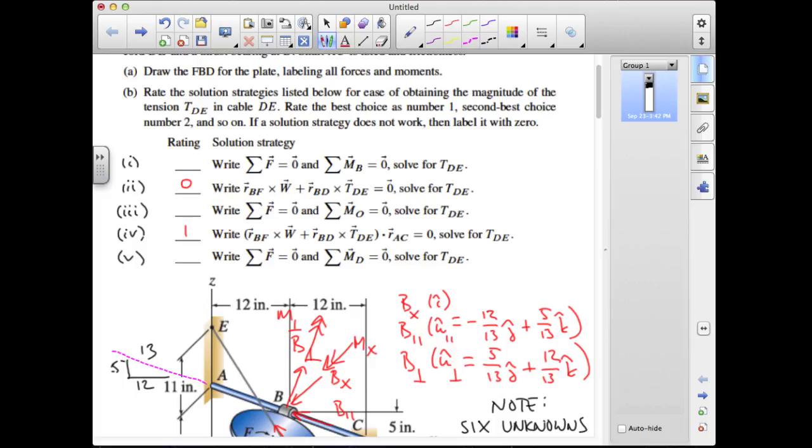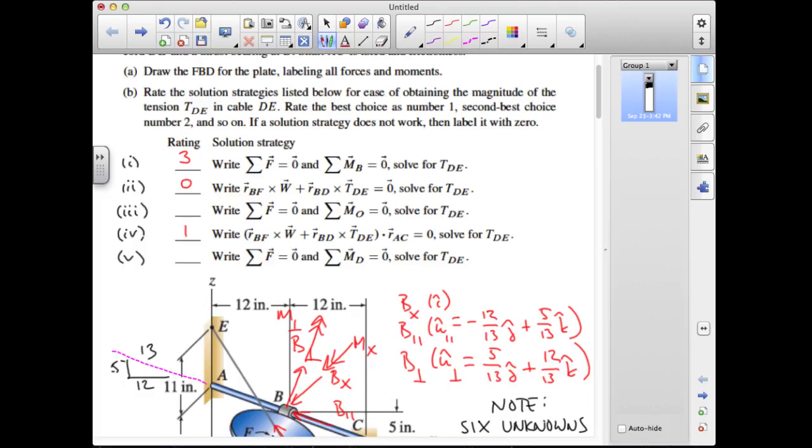And now instead of ranking the remaining 3 as 2, 3, and 4, I'm going to put larger spaces between these to reflect the additional calculational difficulty that would be involved with pursuing any of these options. So I'm going to give 1 a 3. It's going to involve 3 unknowns when I write my moment equation. It's certainly doable. It's not a bad choice, but it's just not the best choice.